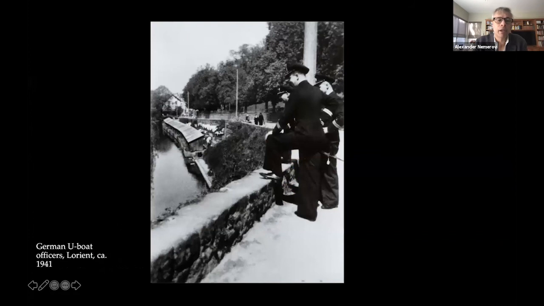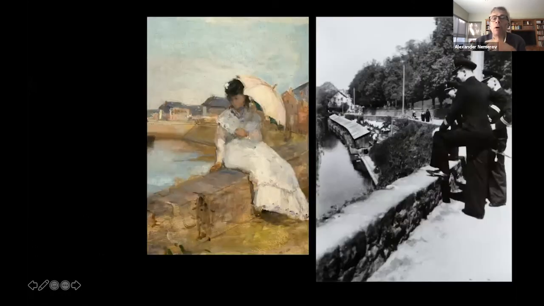Lorient. And I think the most striking of these pictures, at least of the ones I've been able to find, is this one, where German officers on shore leave are able to have a smiling, pleasant moment there at what looks like almost perhaps the very same angled bit of stone wall there on the promenade at Lorient.